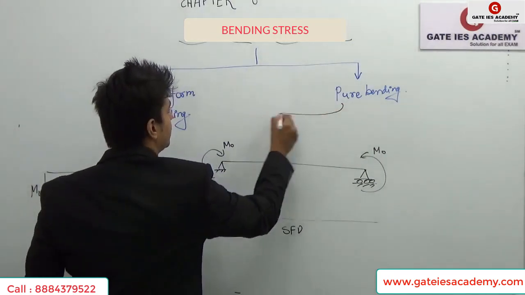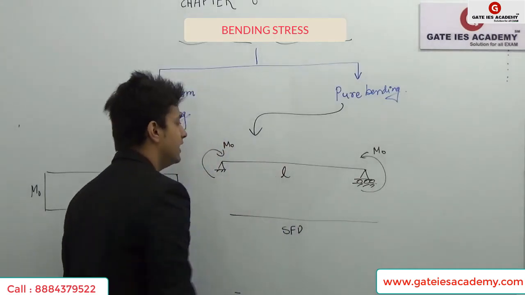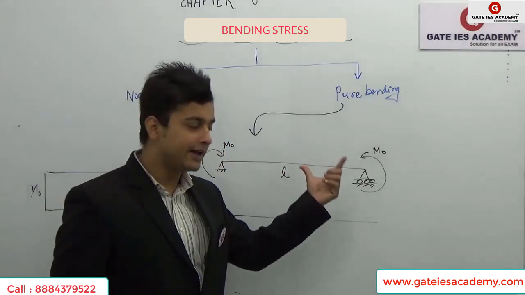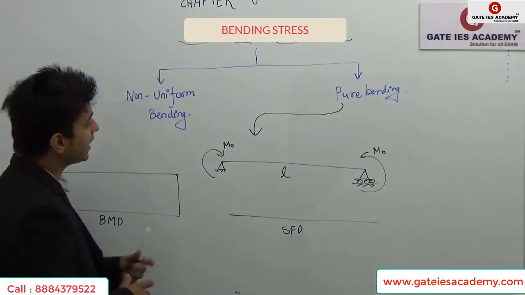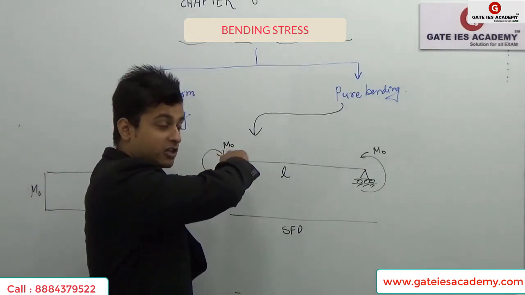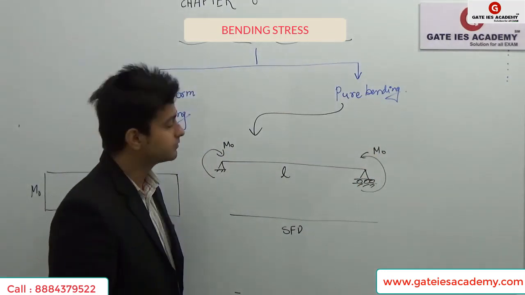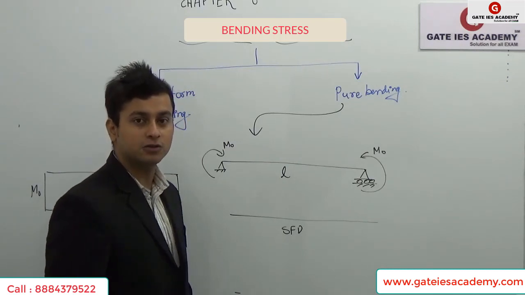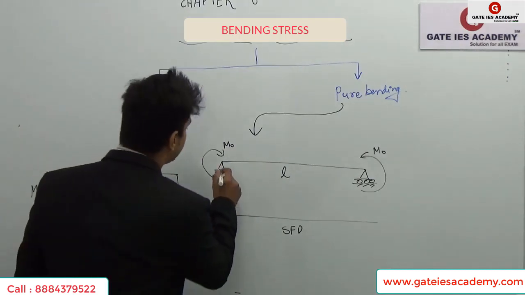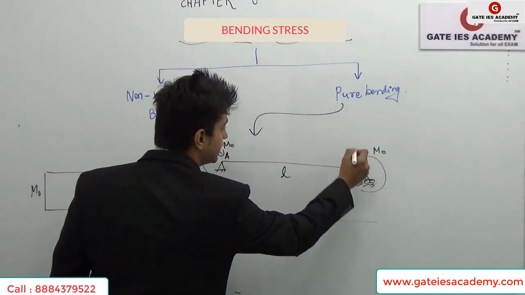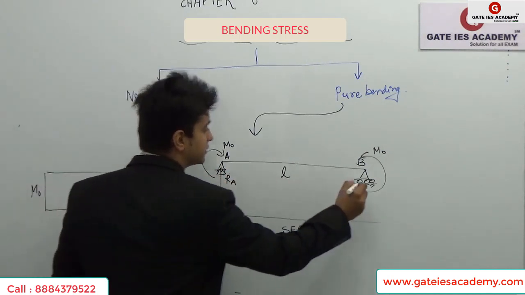So firstly I'll give you an example of a pure bending case. This is the pure bending case which I have shown here. I've taken a simply supported beam of length L and uniform cross section EI, and an external moment M0 has been applied. To calculate the shear forces, firstly I'll calculate the reactions. Let's call this point A and this point B, so I want to calculate RA and RB respectively.